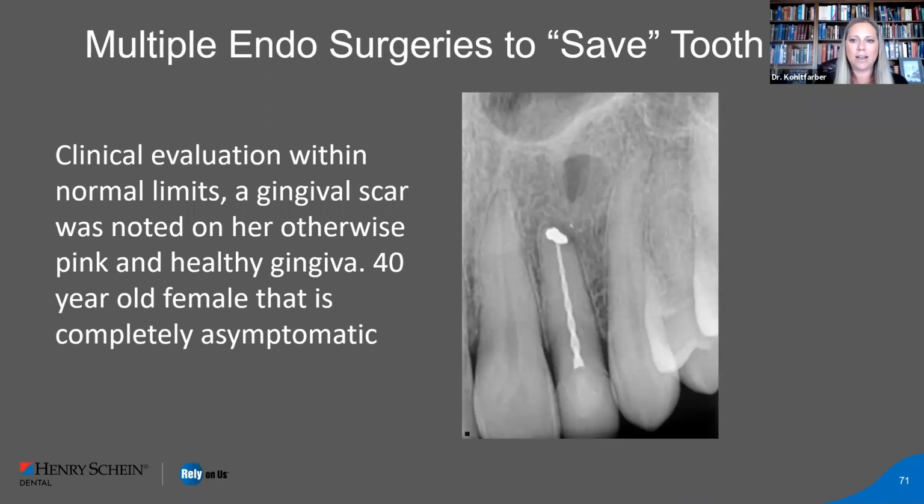But again, I added another one of these in here. This particular case, 40-something-year-old female, they've done root canal treatment on tooth number 10. They've done an apicoectomy. In fact, the history said multiple endosurgeries to save tooth number 10. They can't figure out what's going on with tooth number 10. They're thinking about extracting it and placing an implant. And this is what it looks like from our 2D image.